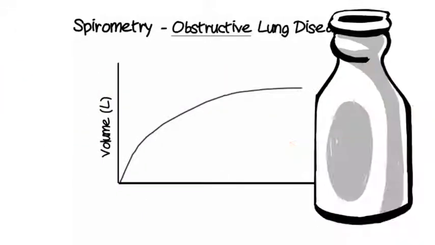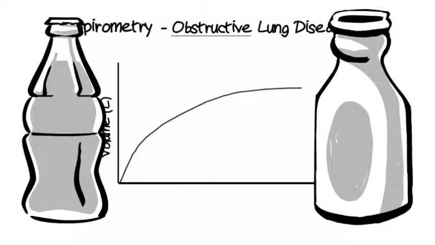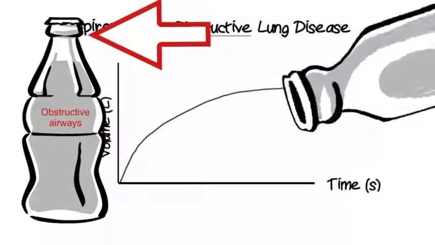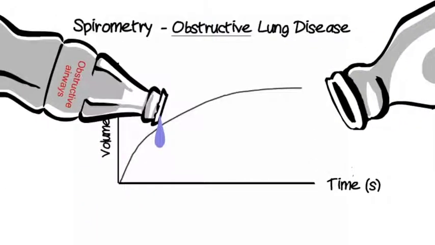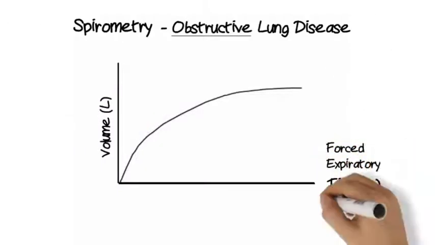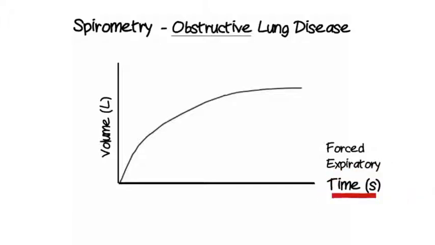This is similar to emptying a bottle of water through different sized nozzles. The bottle with the smallest nozzle represents those with airway disease. The water takes longer to empty out. The significance of this is that for some patients, the forced expiratory time, or FET, may extend to well beyond 15 seconds. The volume expired in the first second, or the FEV1, now has quite important significance as a marker of airway patency.